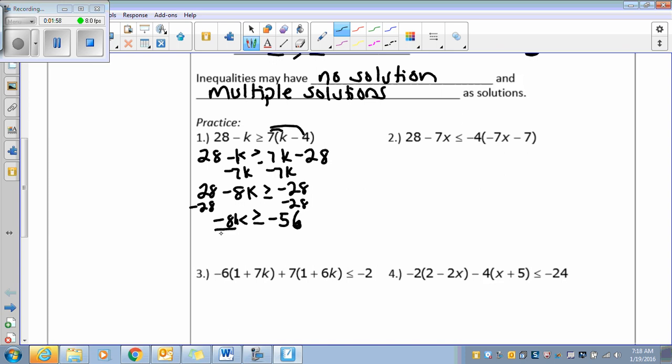Now, because we are dividing both sides by a negative number here, our inequality symbol will flip, so we now have k is less than or equal to 7 as our final answer. Please pause this video and try numbers 2, 3, and 4. When you are done, start it again so we can check the answers.